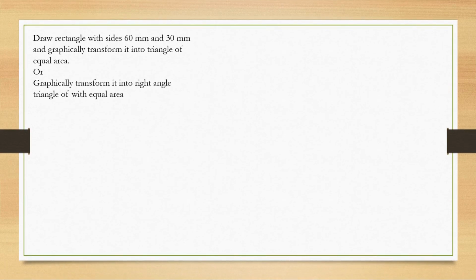So here is our next question, which asks to draw the rectangle with sides 60 mm and 30 mm and graphically transform it into a triangle of equal area, or graphically transform it into a right angle triangle with equal area. They can ask it any way, that you have to make the right angle triangle or you just have to make the regular triangle. The thing which is very important to note here is that when you make a rectangle transform into a triangle, the answer will be a right angle triangle only. So let me show how to do it.